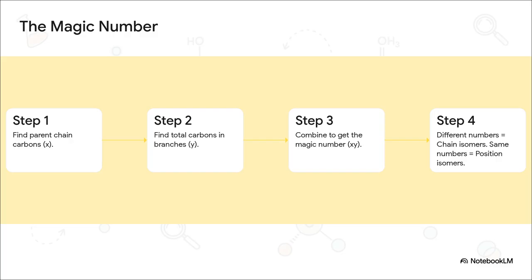So how can you quickly tell the difference between a chain and a position isomer without staring at it for ages? Well, chemists have this fantastic little trick. They call it the magic number. For butane, the main chain is 4 carbons with 0 branches, so its magic number is 40. For isobutane, the main chain is 3 carbons with a 1 carbon branch. Its magic number is 31. See, the numbers are different, so they have to be chain isomers. It's a really slick and simple way to figure it out.